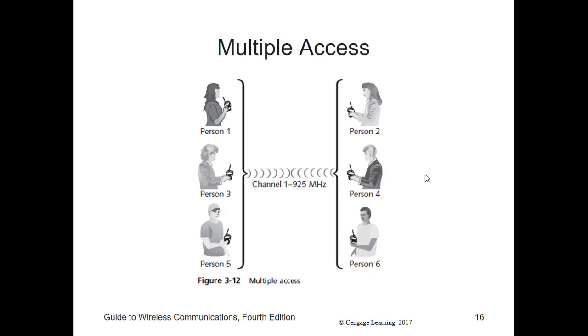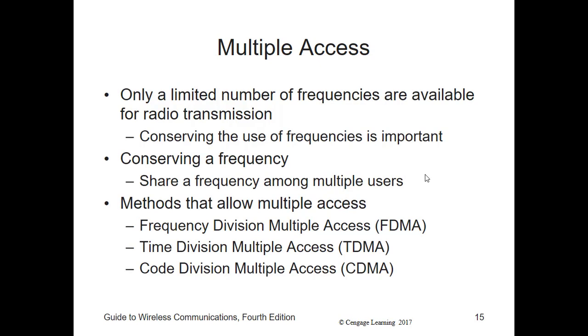The only way for all the users to share a channel is to take turns transmitting. Okay? Another example of multiple access is when employees of a company send multiple envelopes or packages from one office to another. All of the envelopes and packages are shipped at the same time. They share space in the same courier truck on the same trip, multiple access. And then the courier truck arrives at the destination. The envelopes and packages are sorted and delivered to the respective recipients.